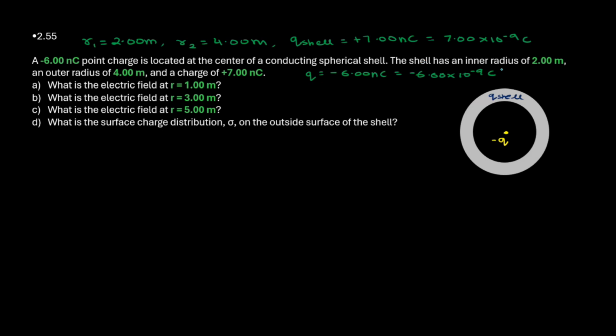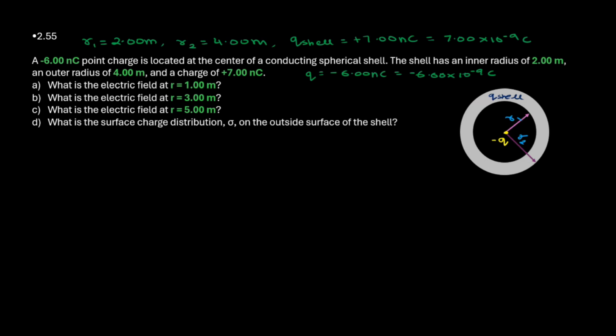The shell has an inner radius of 2 meter. So this is my inner radius. We call this R1, and an outer radius of 4 meter. We call this R2, and a charge of 7 nanocoulomb. So the charge on the shell is 7 nanocoulomb.